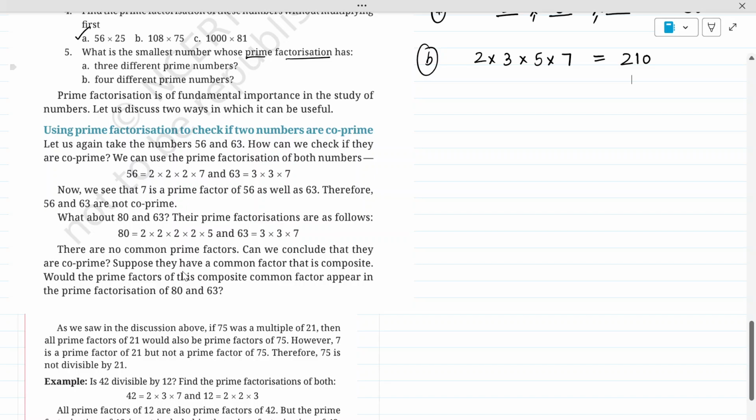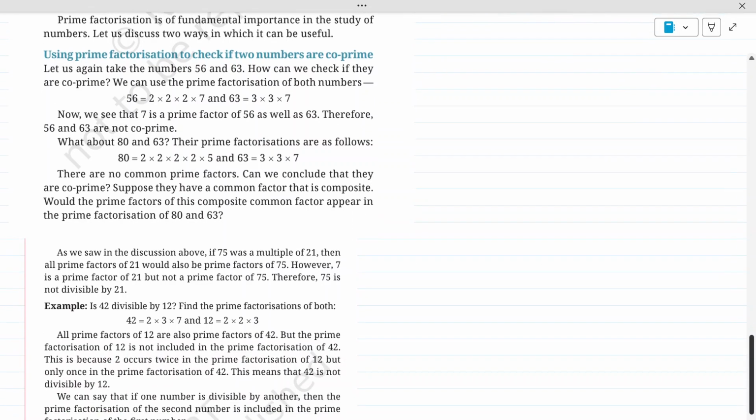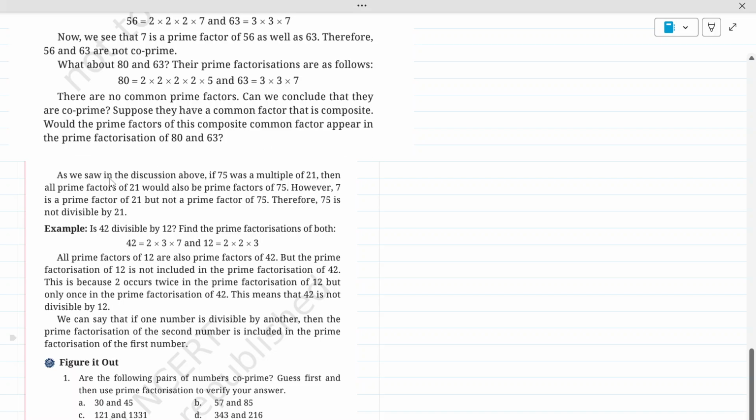Now, suppose that they have a common factor that is composite. Would the prime factors of this composite common factor appear in the prime factorization of both numbers? So yes, if they have anything common, it will come. As we saw in the discussion above, if 75 was a multiple of 21, then all the prime factors of 21 would also be prime factors of 75. Okay, so kids, what they are saying here is, I'm taking one example. I'm taking 75 and 21, and I'm writing their prime factors.